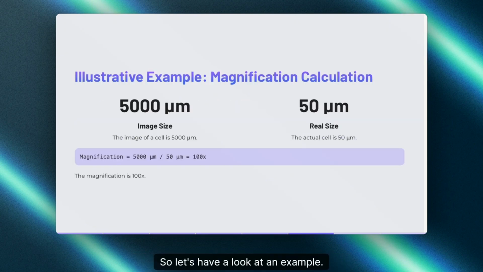So let's have a look at an example. Let's use the magnification formula. Here we have the image size, which is 5000 micrometers. The actual size is 50 micrometers. So the calculation is magnification equals image size over actual size. Therefore, magnification equals 5000 over 50, which is 100.